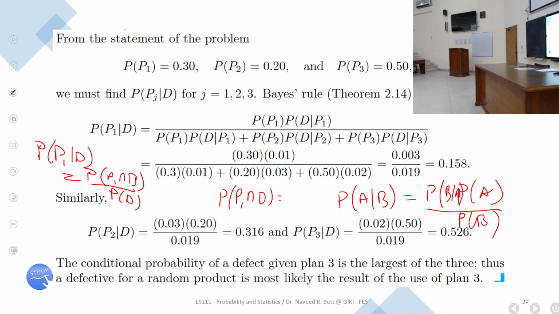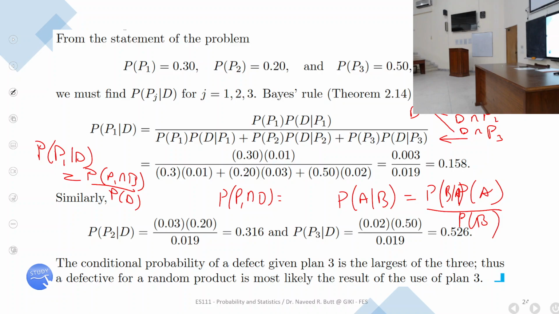What will you do with PD? What has been used here? Total probability. You're not interested in this thing, but you don't have PD. To solve this problem, you realize I need PD. Now you have to bring your knowledge to bear and see, okay, how can things be defective? There are only three possibilities, right? How can it be defective? It can be defective if defective and produced by plan 1, or defective and produced by plan 2, or defective and produced by plan 3.